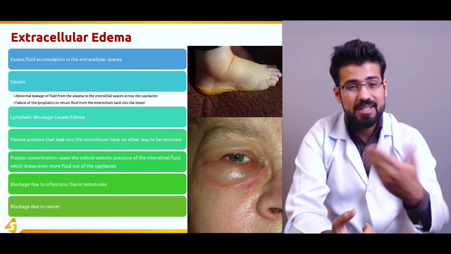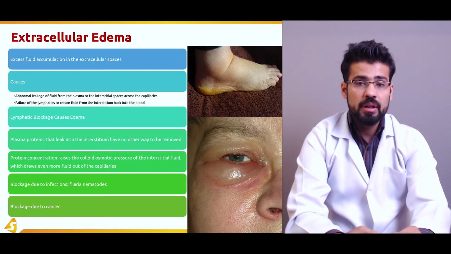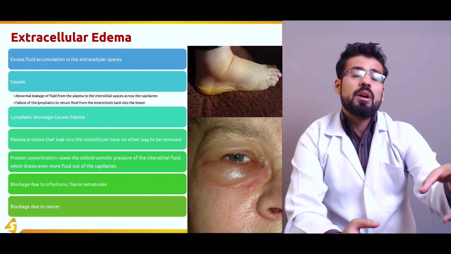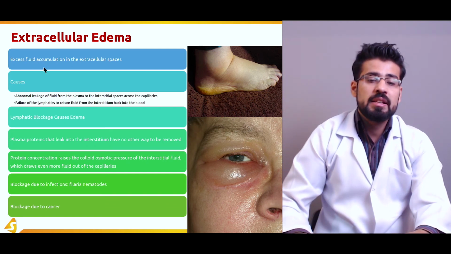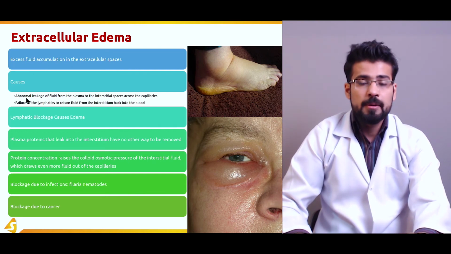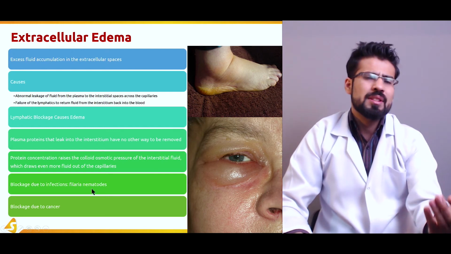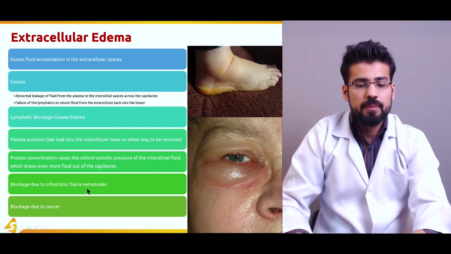There is of course the blockage due to infections, one of which is filarial nematodes. In this particular example, the nematode or worm basically blocks the lymphatic system. So the same thing that happens in lymphatic blockage will be occurring during this infection, because they are blocking the lymphatic system.